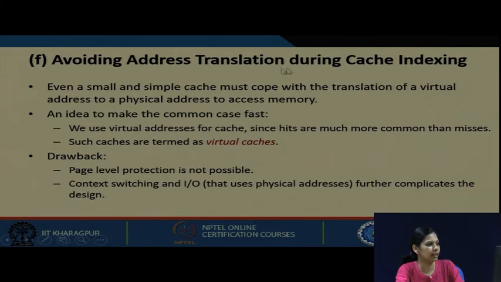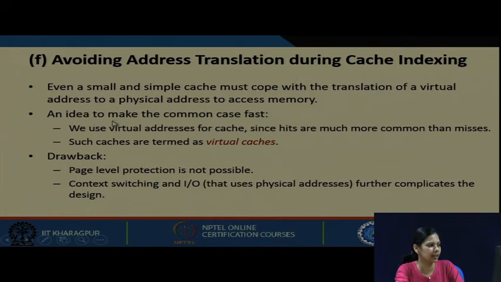Another is avoiding address translation during cache indexing. As I said, whenever the CPU generates a logical address, the logical address is first translated into a physical address, and then we extract the tag bits which are matched, and finally we see whether the data or instruction is present in the cache memory or not. Instead, can we avoid that? Even a small and simple cache must cope with the translation of virtual address to physical address to access memory. So, this has to be done.